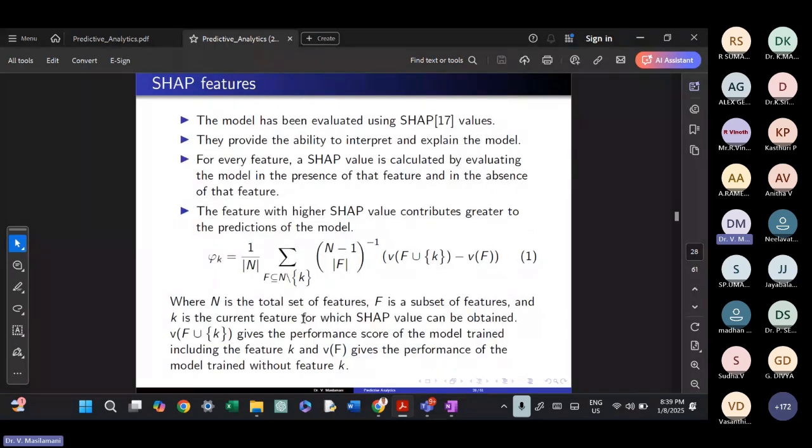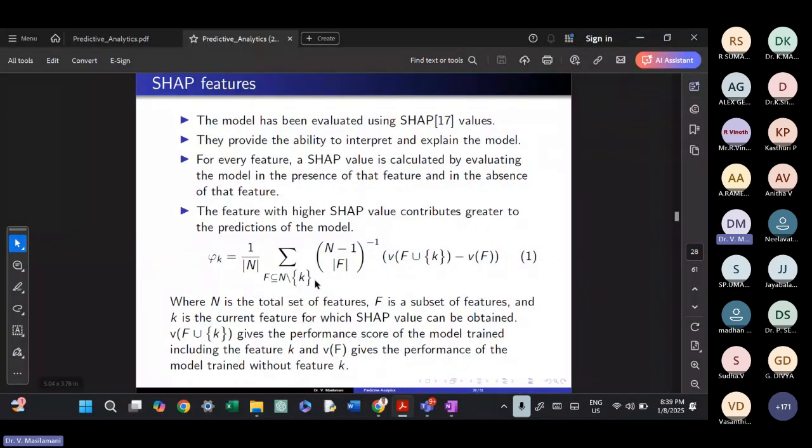Again, just the database independence test is not good enough to ensure the model's credibility. What we need to do extra is some explainability analysis. There is something known as SHAP features, which basically gives the explainability of the model: why the model is performing well, and because of which feature the model is performing well.